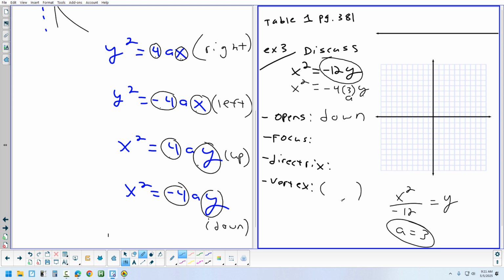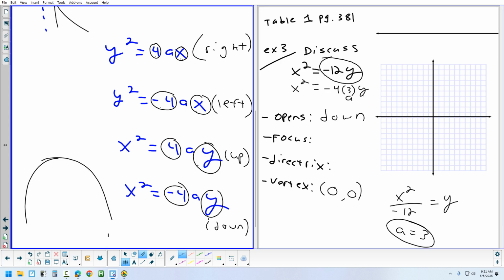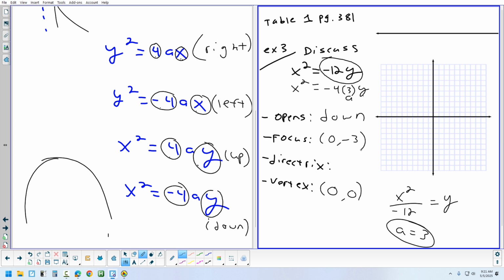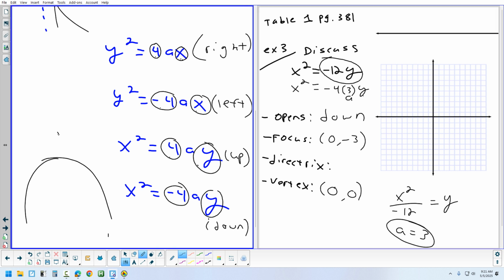Until I say otherwise, where is the vertex? Yep. 0, 0. That's always the second thing you want to figure out. And now the focus is 3 units away from the vertex. And remember, it opens down, so the parabola has to wrap around it. So what would be the coordinates of the focus? Yeah? 0, negative 3. If you did anything else, it wouldn't wrap around it. Like if you went up or to the right or to the left, it wouldn't make sense. It's got to be down.